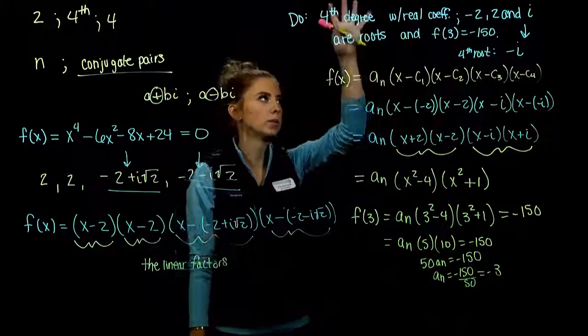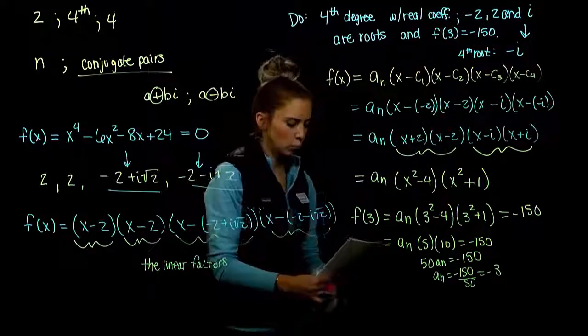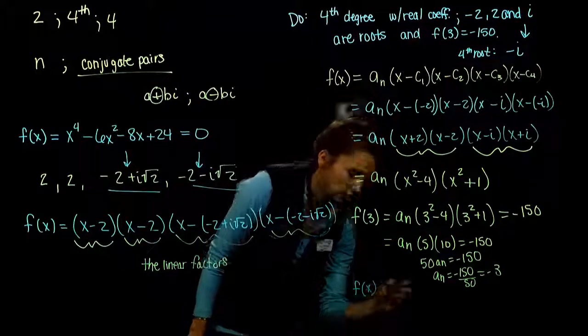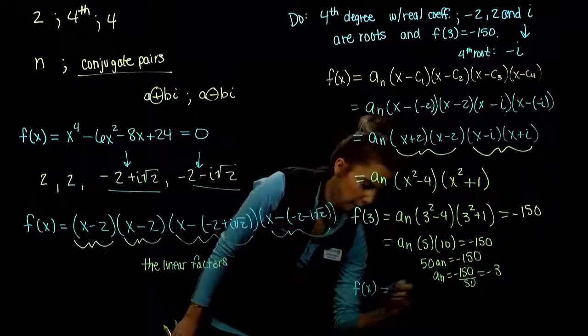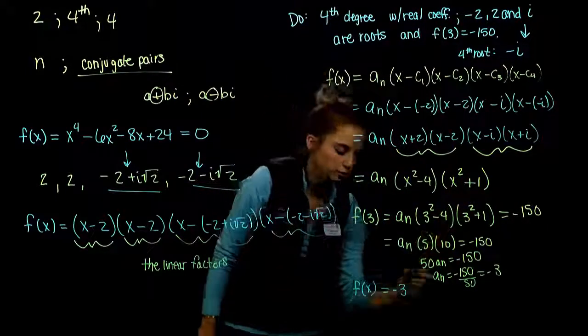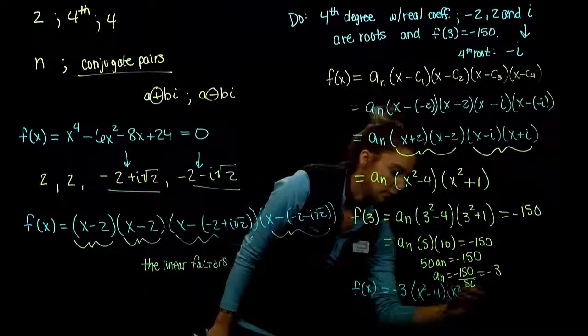So our fourth degree polynomial with these coefficients going through that point, what is its definition? In the end, f of x is equal to what? Constant out on the front, negative 3, and the other pieces in their nice form where the roots are happening, x squared minus 4 and x squared plus 1.